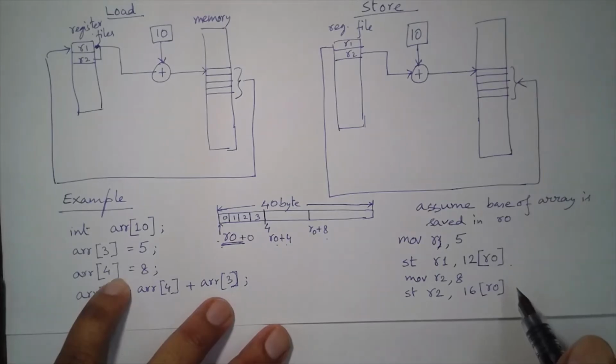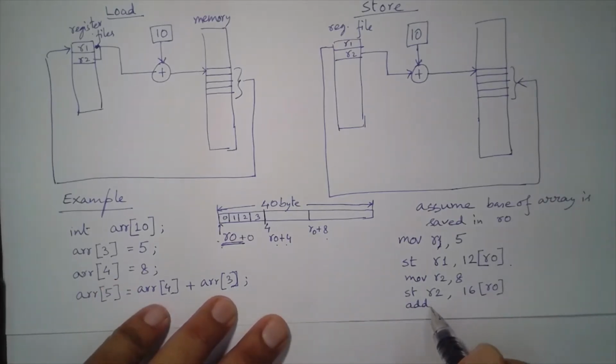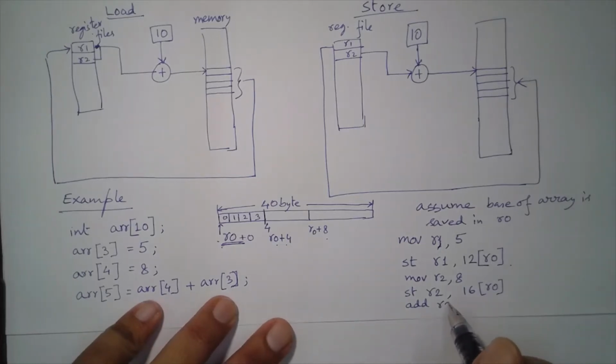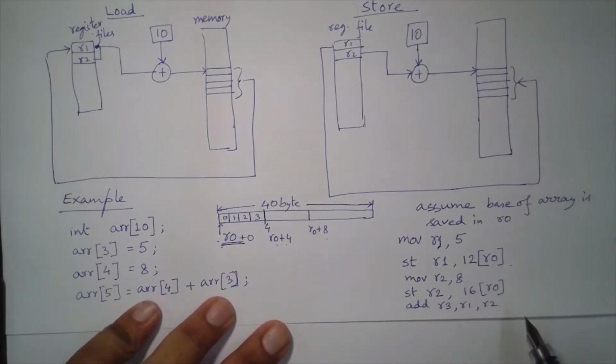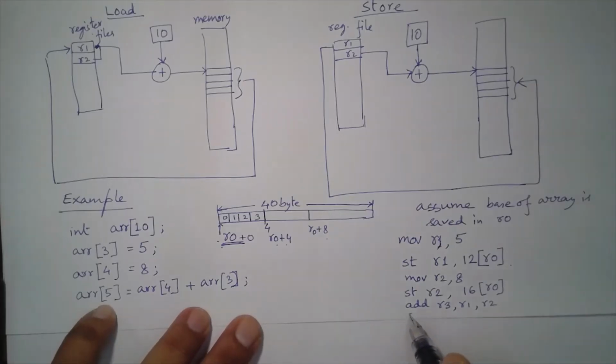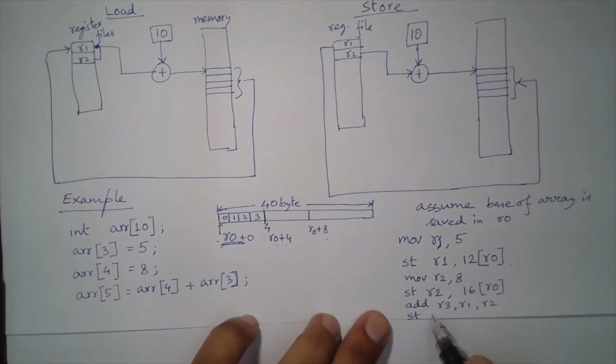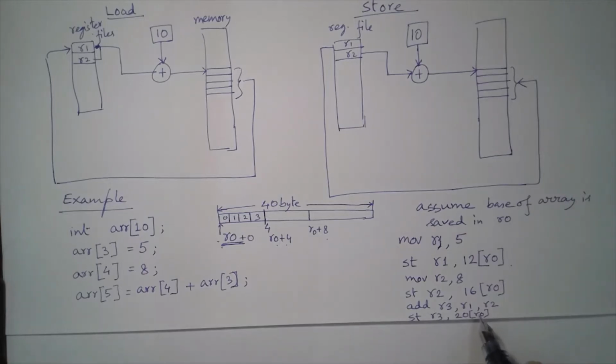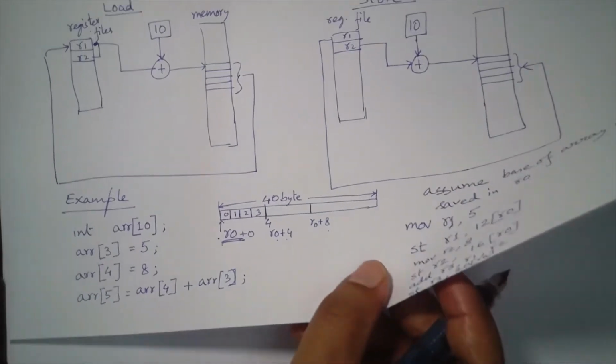Alright. Now we can write this simple add instruction, add R1 and R2 and store it in R3. Alright. Now this R3 needs to be stored in the fifth element of the array. So we can write again store R3 in this location. So basically the offset will be 20 because it's the fifth element, and yeah, the base address remains the same. So I hope this makes sense, and we can deal with load store kind of instructions going forward.